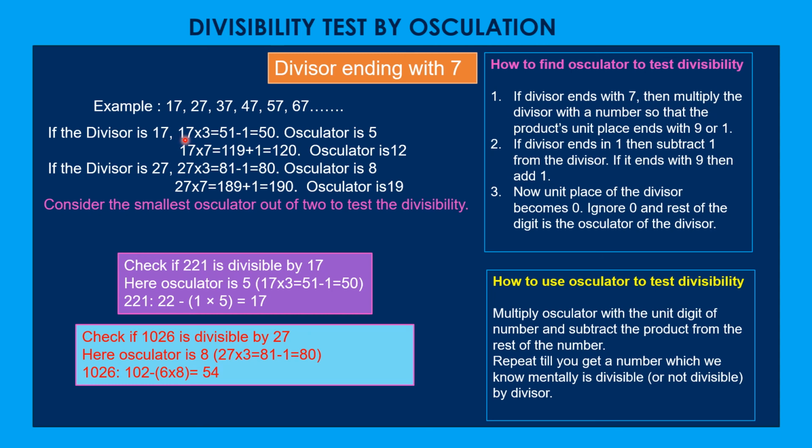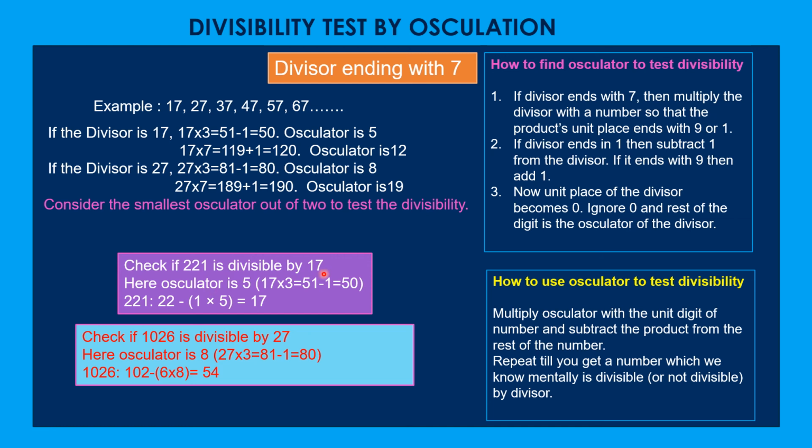Right? So when you multiply 17 with 3, you got 51. So here you subtract 1, you got 50. So when we are testing by using this oscillator to check the number, we will subtract the product of the oscillator and the unit digit from the rest of the digits. So here you get 17, and 17 is divisible by 17, and hence your number 221 is divisible by 17.